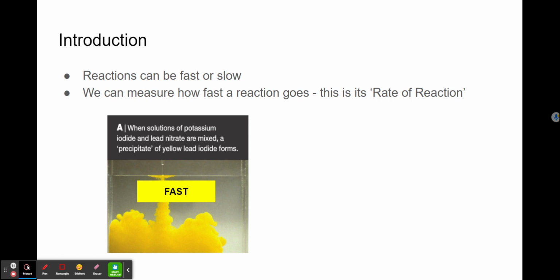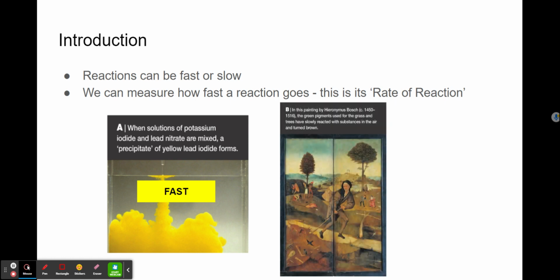Other reactions are much slower. For example, this painting here, you can see the colours of the grass and the trees have gone sort of a brown colour, and that's taken hundreds of years to take place. So that's an example of a slow reaction. When we're looking at how fast a reaction goes, what we're really looking at is the rate of the reaction. The rate of reaction is the speed at which a reaction takes place.